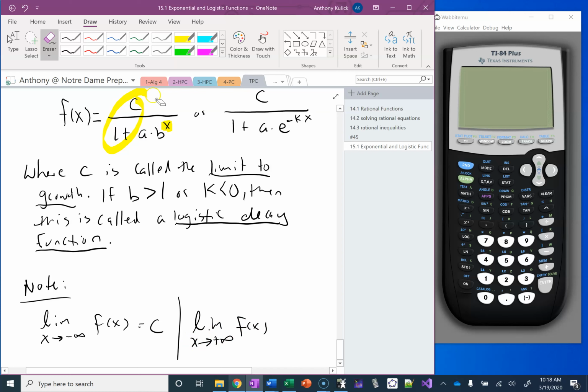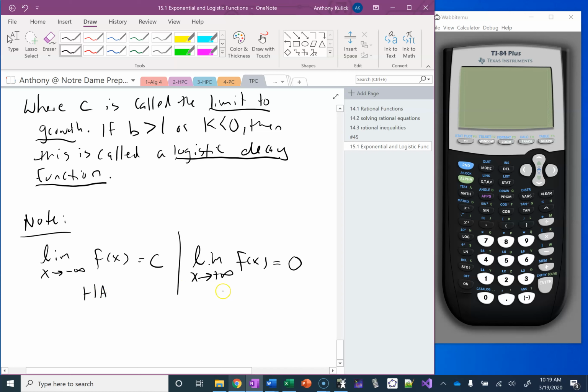And what's going to happen if that value for x goes to a big positive number? So a times a big positive number is just going to be another big positive number. And 1 plus a big positive number is still a giant positive number. So we have the fraction where we have a regular number on top and a gigantic number on the bottom. What does that fraction go to? It becomes 0. So we actually have two horizontal asymptotes, one at 0 and one at c.